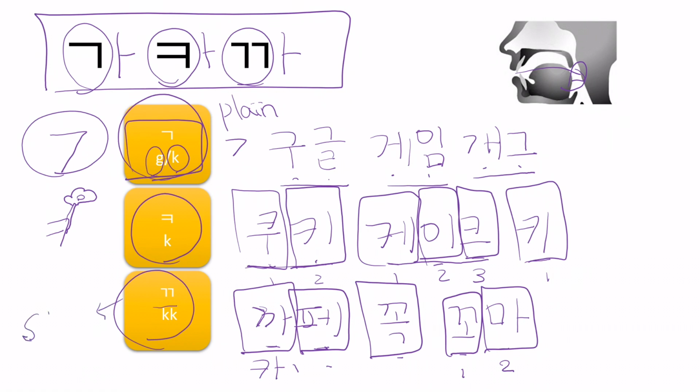Now, the g sound, if it sounds a little foreign to you, think about the English word sky. In English, the k sound is k sound, but when it's followed by a consonant, it's pronounced as sky. Sky, g. It is very similar to Korean, the double consonant g sound. Sky, 카페, g, 꼭, 꼬마.